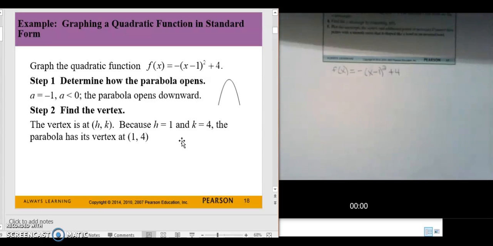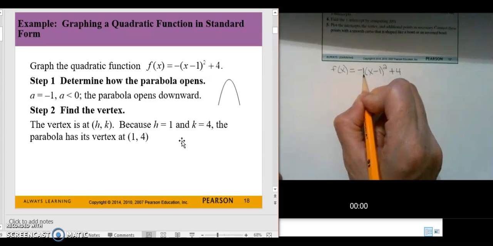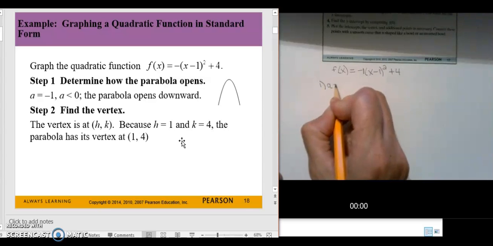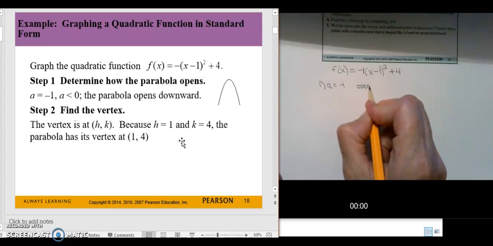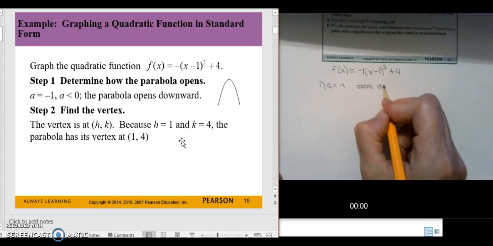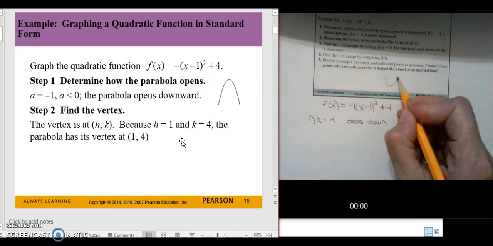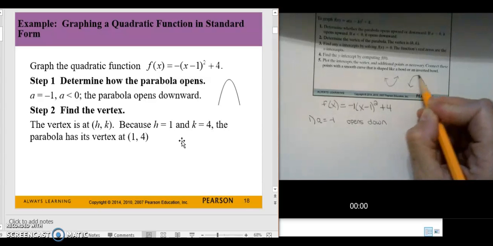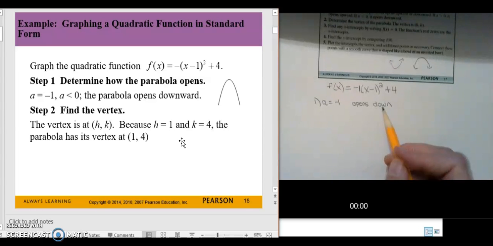So the first thing I would do is decide if it opens up or down. If I write this, I could just put a -1 here, and that tells me that A is negative. So that means it opens down. Now parabolas look kind of like this. They either look like this or they look like this. If A is negative, that means it's going to look closer to this. If it's positive, it's going to open up. So this tells me it's going to open down.